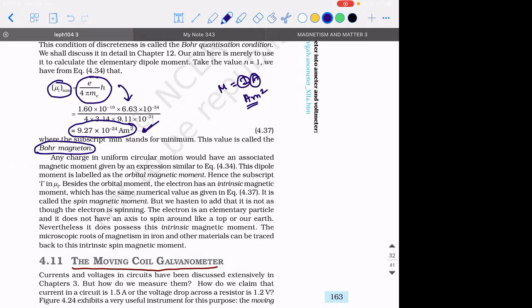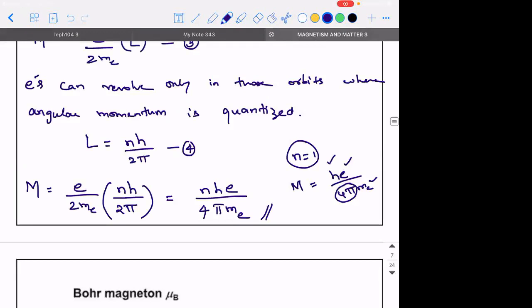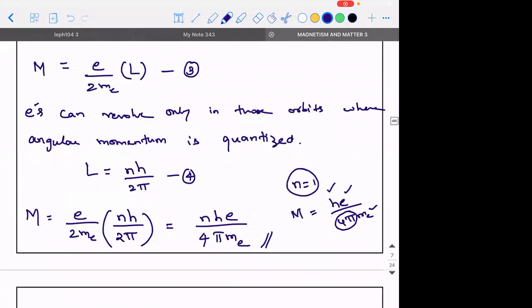This value is called the Bohr magneton. Is it clear? Any doubt till whatever we discussed now? No, sir. Good. So I hope everybody made a note of this.